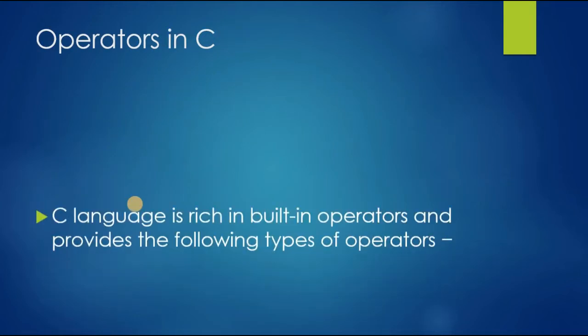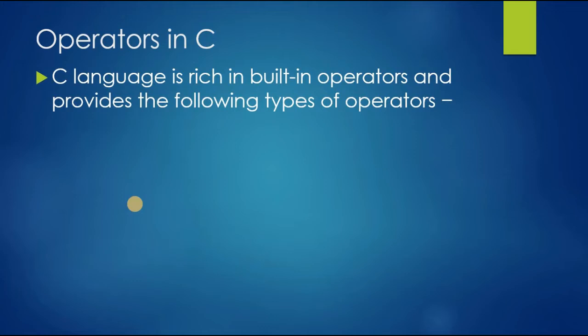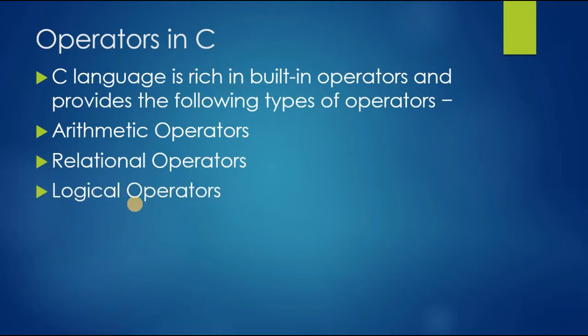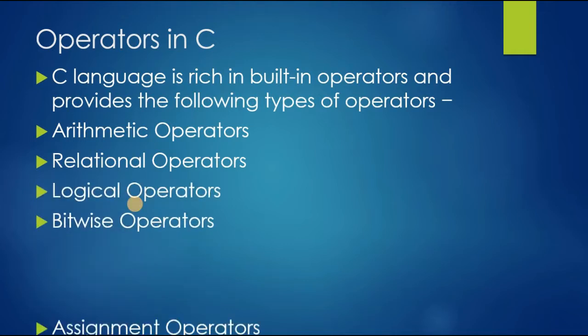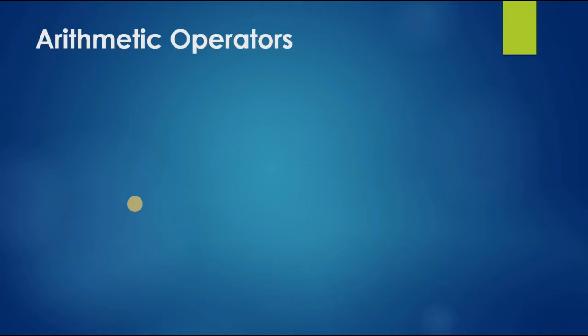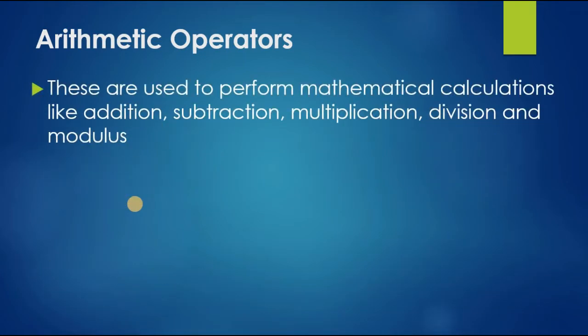Operators in C. The C language is rich in built-in operators and provides the following types of operators. These are arithmetic operators, relational operators, logical operators, bitwise operators, assignment operators and special operators. First we will see arithmetic operators. These are used to perform mathematical calculations like addition, subtraction, multiplication, division and modulus.